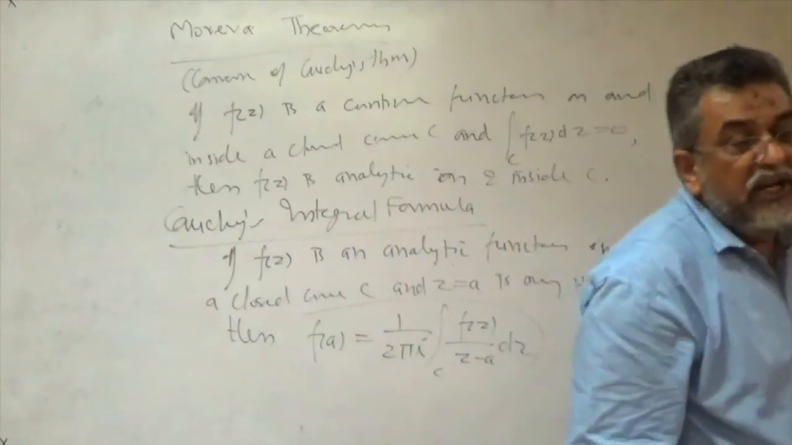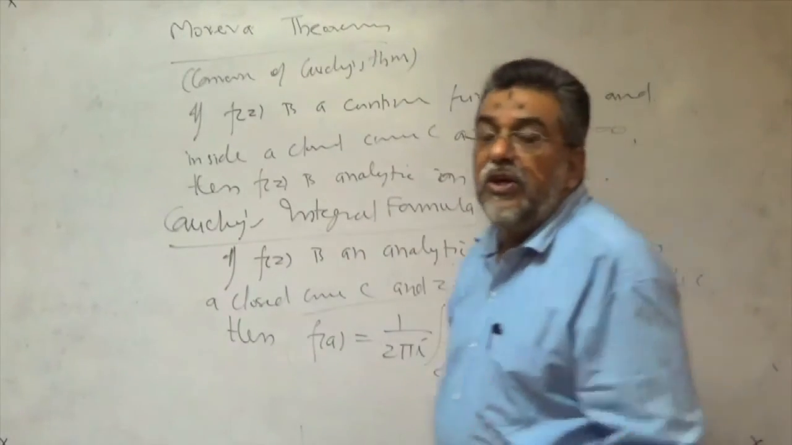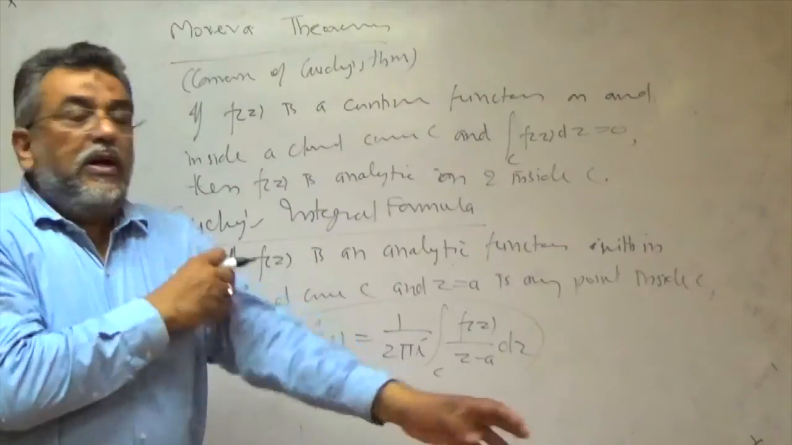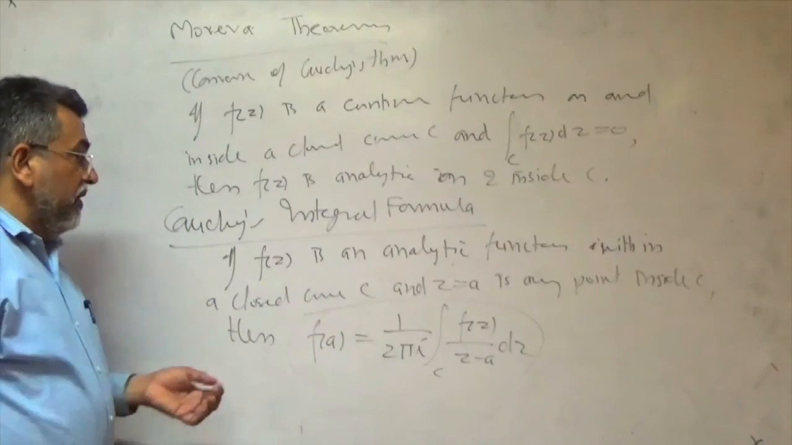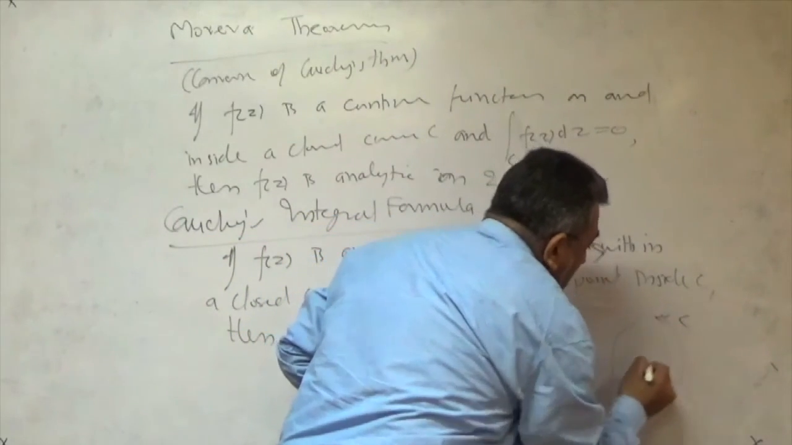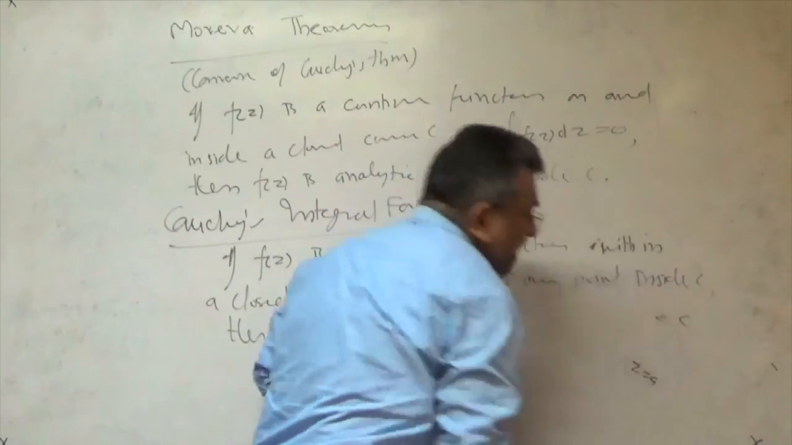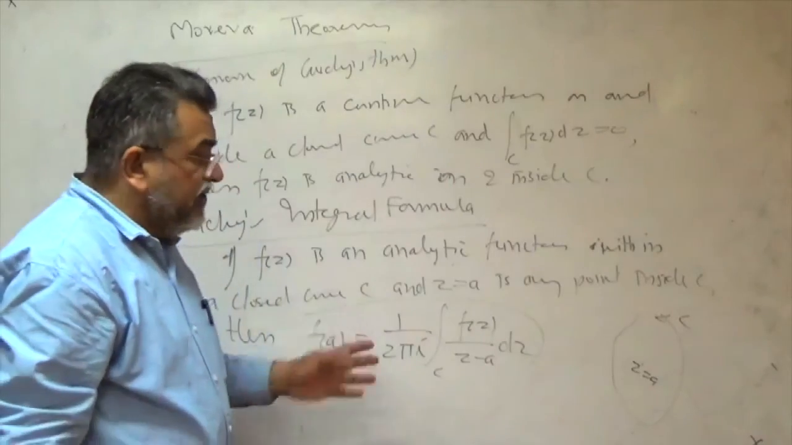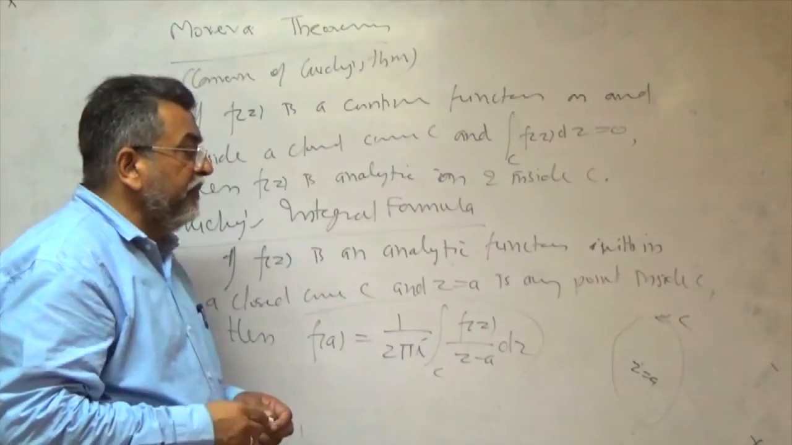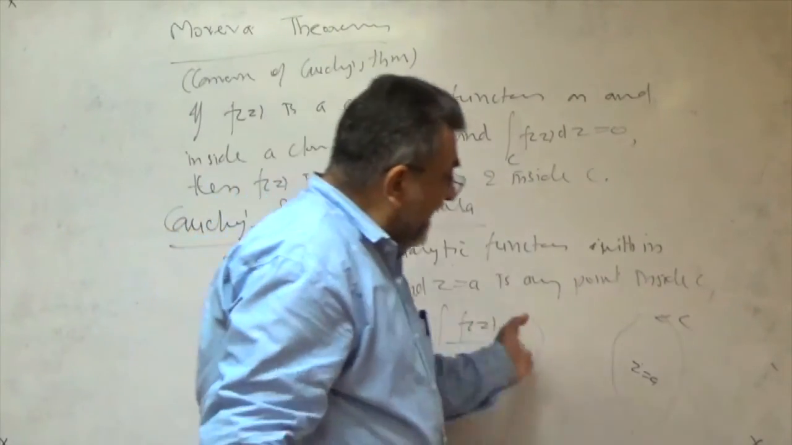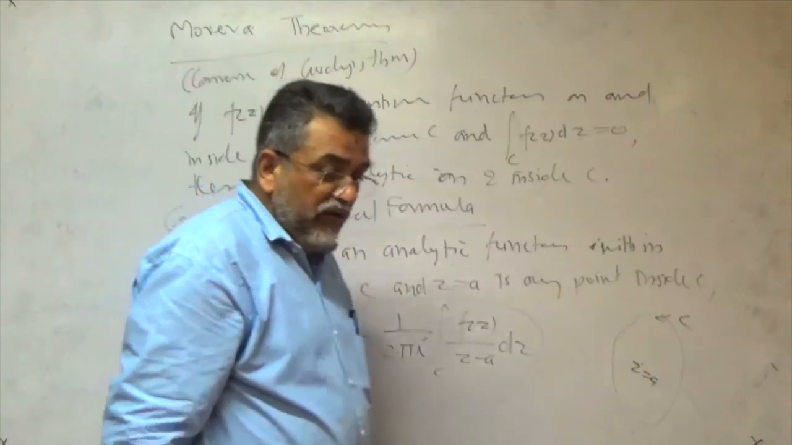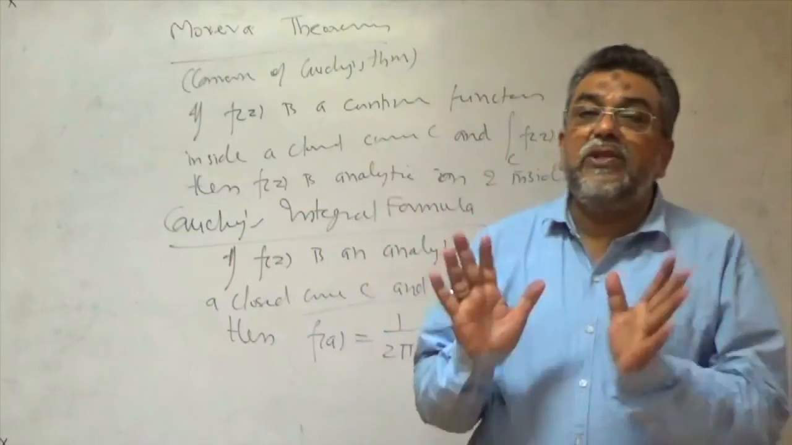A function is analytic, and this is a point inside C. If we have a curve C and z = a is a point, and the function is analytic, then we can express the value of the function at that point in the form of this integral, and this is known as Cauchy's integral formula. This is the statement of this theorem, this formula.